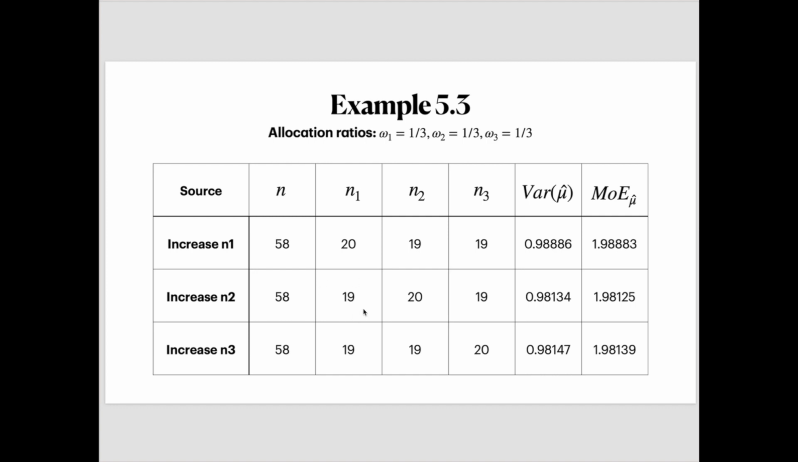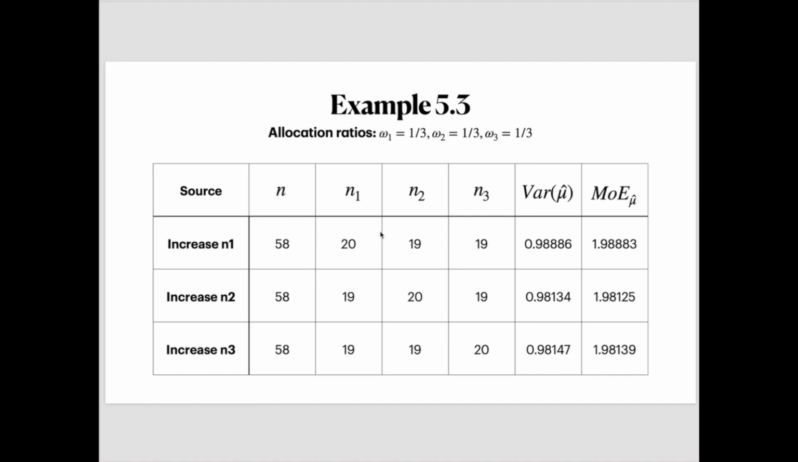Now, instead of incrementing N1, we could increment N2 and leave N1 and N3 alone, leave those both at 19. And if we do that, then we get a variance for mu hat of 0.98134, and a margin of error of mu hat equal to 1.98125, which again is less than or equal to 2. And then finally, we could increment N3 alone, leave N1 and N2 at 19. Again, we get a total sample size of 58, and then with those three sample sizes, the variance of mu hat would be 0.98147, and the margin of error of mu hat would be 1.98139.